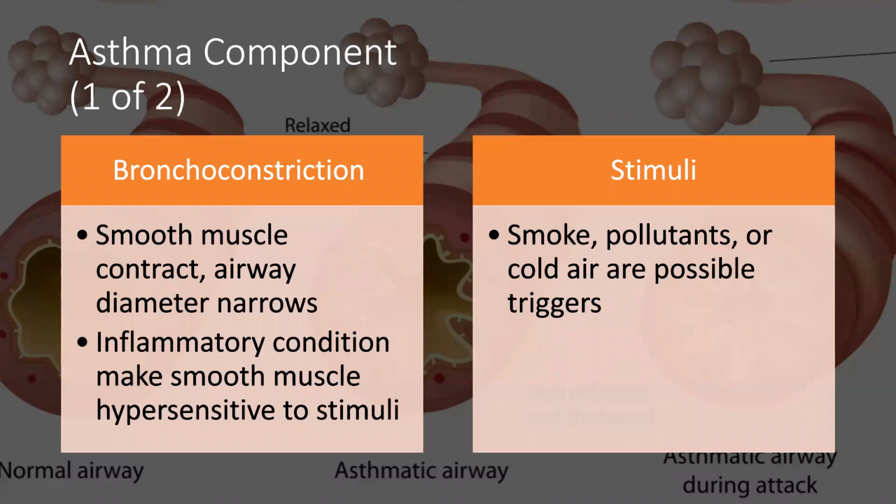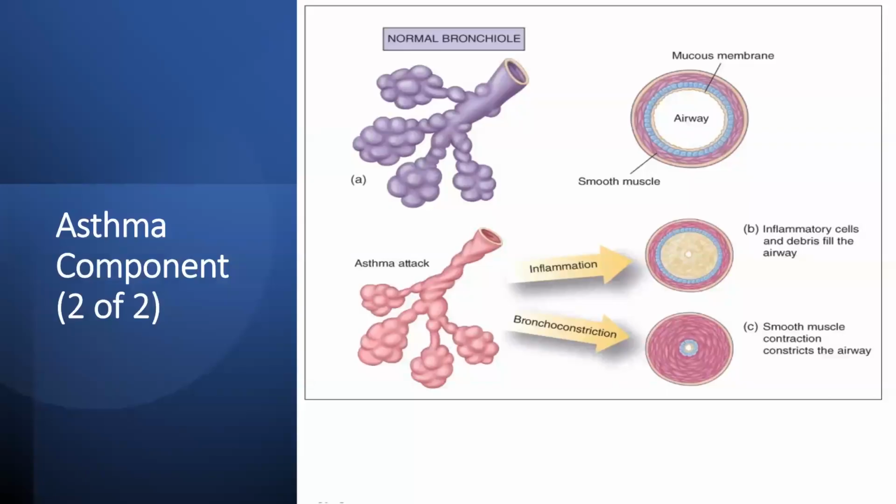The asthma components include bronchoconstriction, in which the smooth muscles contract and the airway diameter narrows. Inflammatory conditions make the smooth muscles hypersensitive to stimuli. And what are the stimuli? Things like smoke, pollutants, or cold air, which are possible triggers of asthma. A normal bronchiole looks like picture A. When an asthma attack occurs, the smooth muscles and mucous membrane of the airway change, and inflammation occurs in the middle, as we can see, or bronchoconstriction occurs. If inflammation is there, then inflammatory cells and debris fill the airway. And if it's bronchoconstriction, then smooth muscle contraction constricts the airway.